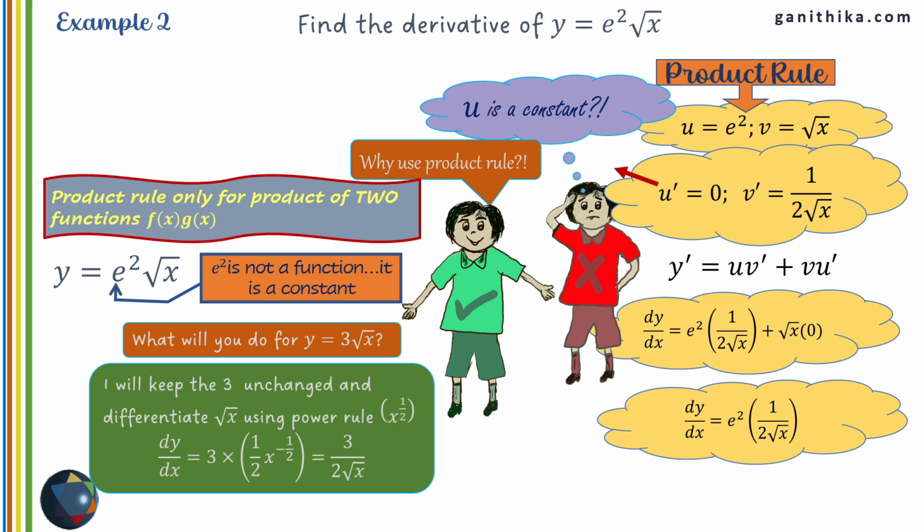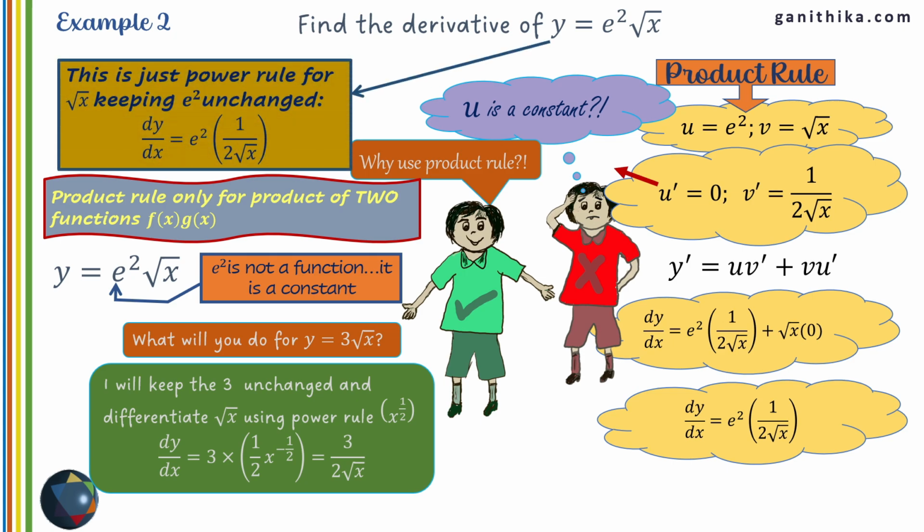So it is a constant times root x. It's the same as e square root x, right? So you should keep the e square as it is. Don't change it. Square root x, differentiate it using the power rule, and then you will get dy dx to be equal to e square over 2 root x, which is the same answer you got using the product rule. But you can notice that how quickly you can do this using this power rule without making any mistakes. Yes, righto, as usual, you are always right.